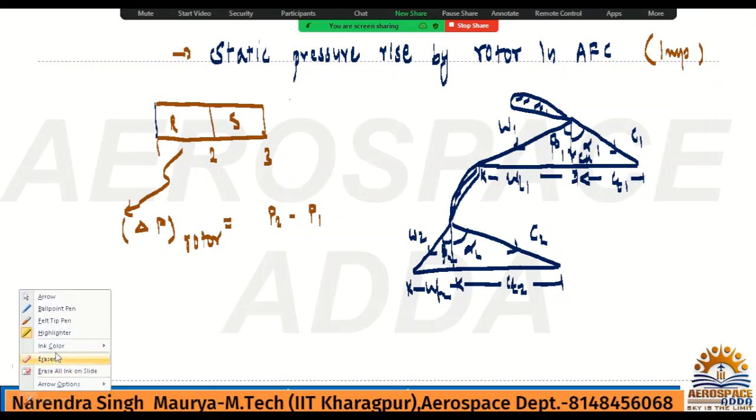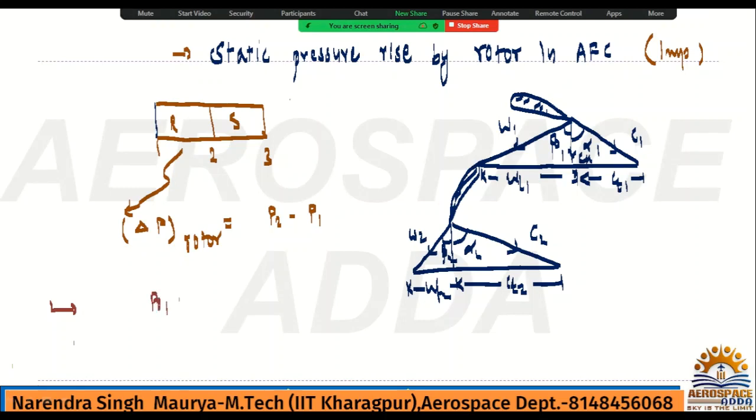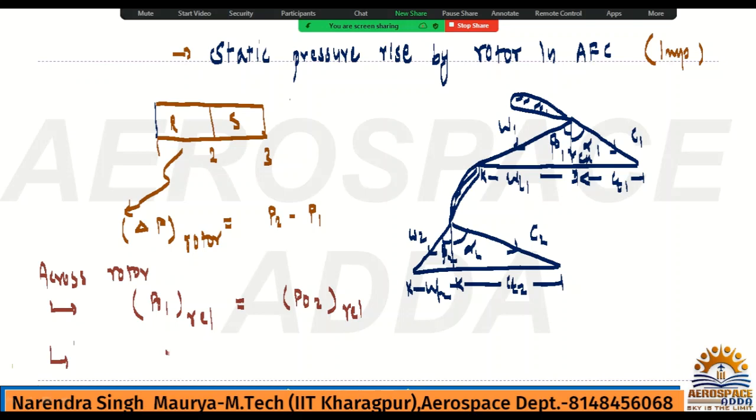One thing you know very well: in my previous lecture I had given that total enthalpy and total pressure across the rotor will be constant, but they will be relative values. So I can say P01, the total pressure, relative, is constant across the rotor. Similarly, the total enthalpy was also relative and constant. Now we are interested in calculating the static pressure rise in the rotor, so we take relative pressure across the rotor as constant, meaning P naught 1 relative is equal to P naught 2 relative.